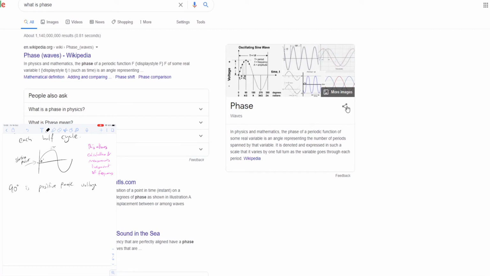The phase of a periodic function of some real variable is an angle representing the number of periods. What? English, please, man. Defined by that variable. It is denoted and expressed in such a scale that it varies. I'm not even understanding that at all.